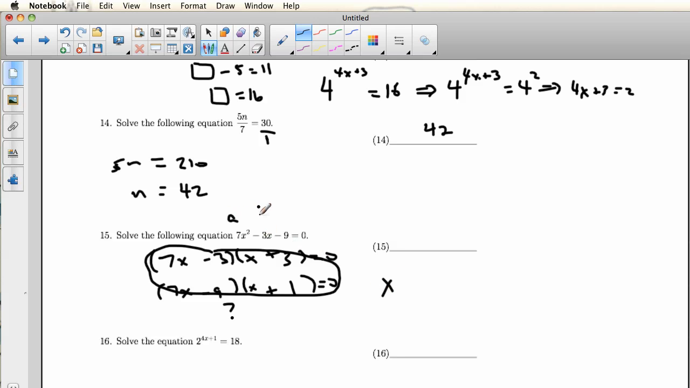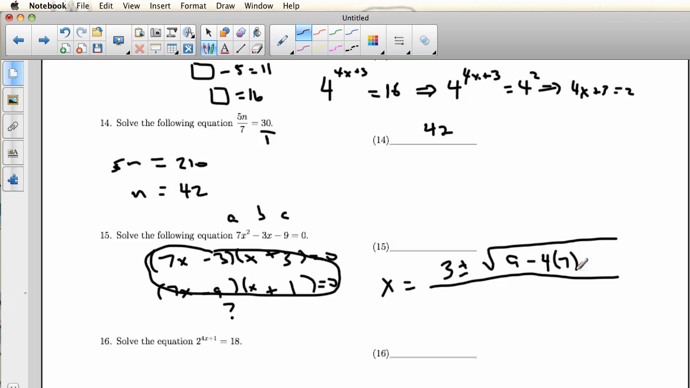So again, I have a, b, c here. So x is negative b, so that's 3 plus or minus square root. B squared, negative 3 times negative 3 is 9. Minus 4 times a, 7 times c, negative 9. And that's all divided by 2a, so 2a is 14.